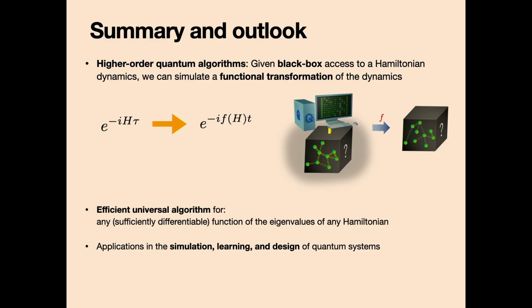to perform this simulation. And we believe that this type of result, transforming unknown black box Hamiltonians to unknown black box Hamiltonians, could be of use in various areas, such as the simulation, learning and design of quantum systems. And really, watching the talks today on quantum Hamiltonian learning, it inspired me that maybe we could use this in that kind of area as well, or in some particular types of quantum simulation tasks.